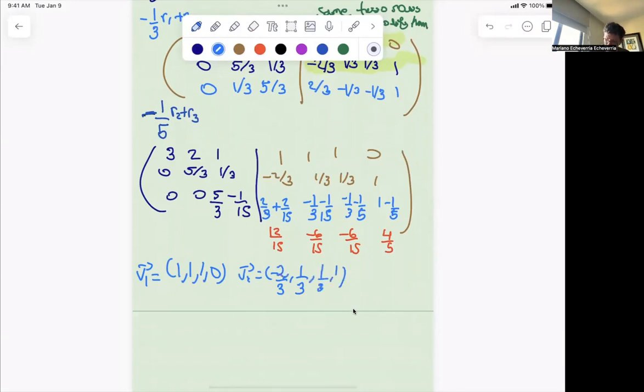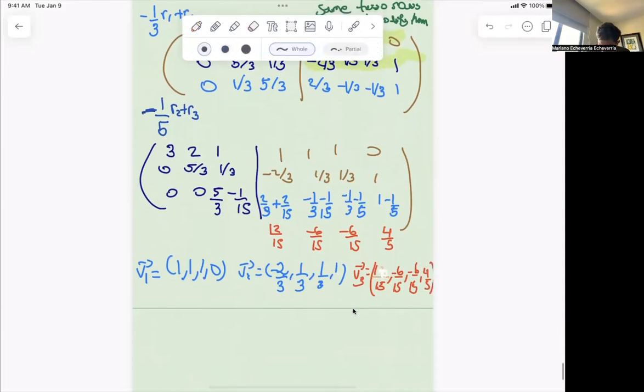One-third, one, and the last one, the V3, would be this mess that I just found, 12 over 15 minus 6 over 15 minus 6 over 15, and this is 4/5. Well, I guess here you can simplify, if you want to, a little bit. You don't have to do that if you don't want to, but this is like 4/5 minus 2/5 minus 2/5. Yeah, it looks a little bit better.